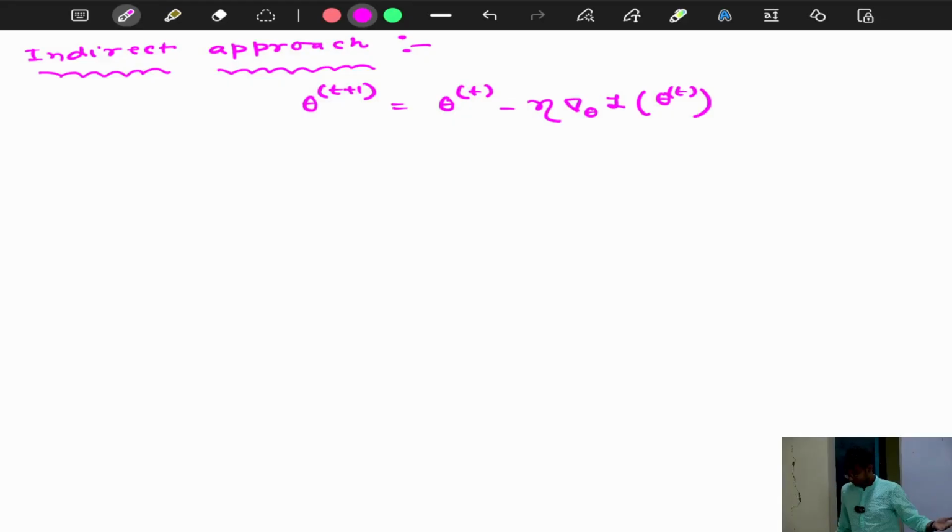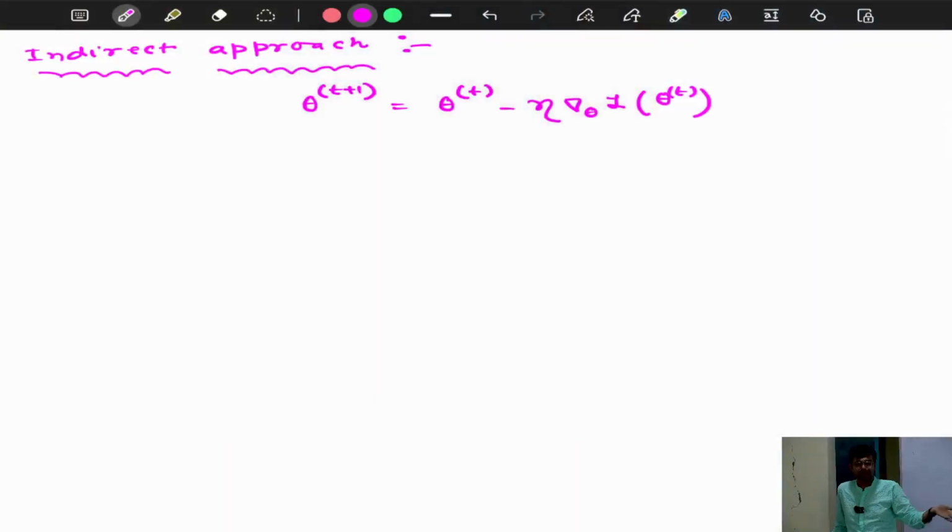And I told you earlier also, what do I need to use gradient descent? There are two things. One is my learning rate eta, I need it to update. The other is my gradient of the loss function. Actually, I only need the gradient of the loss function. But obviously, how will I calculate the gradient of the loss function without knowing the loss function? So I need the loss function.